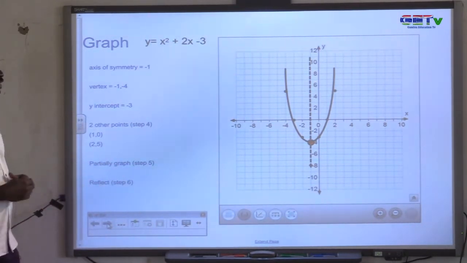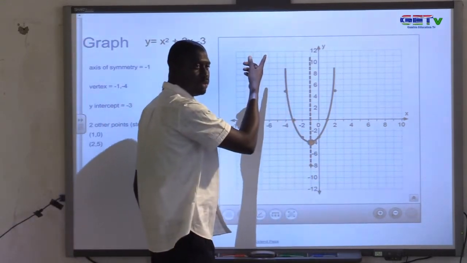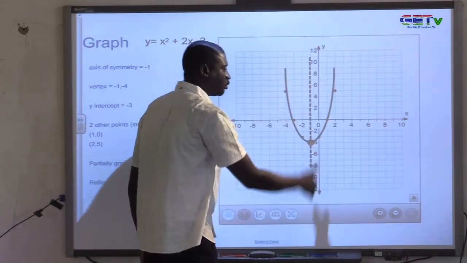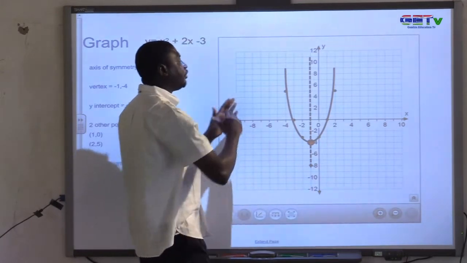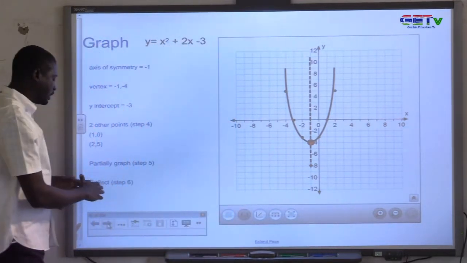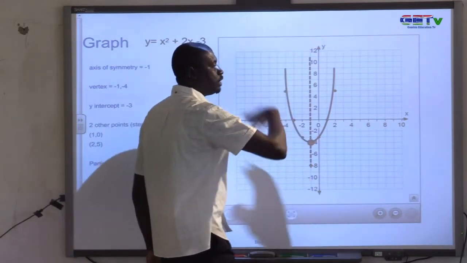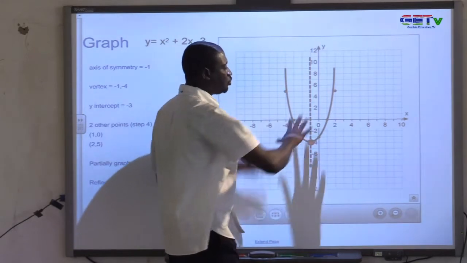The fifth step is to plot the points that you've solved for on one side of the parabola, of the line of symmetry. Then the final step, step 6, you reflect the points that you have on one side on the other side of the line of symmetry, or the axis of symmetry. Through that, you will get everything.